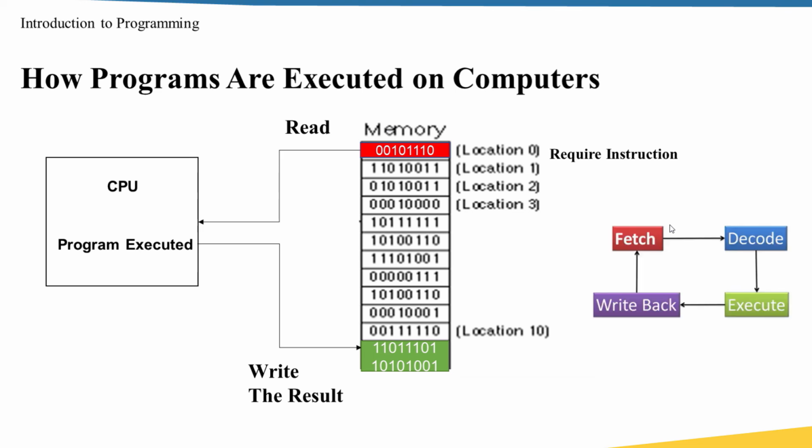So the cycle is fetch, decode, execute, write back. And this cycle is known as the instruction execution cycle. The CPU will repeat this cycle for each instruction inside the program until the whole program has been executed.